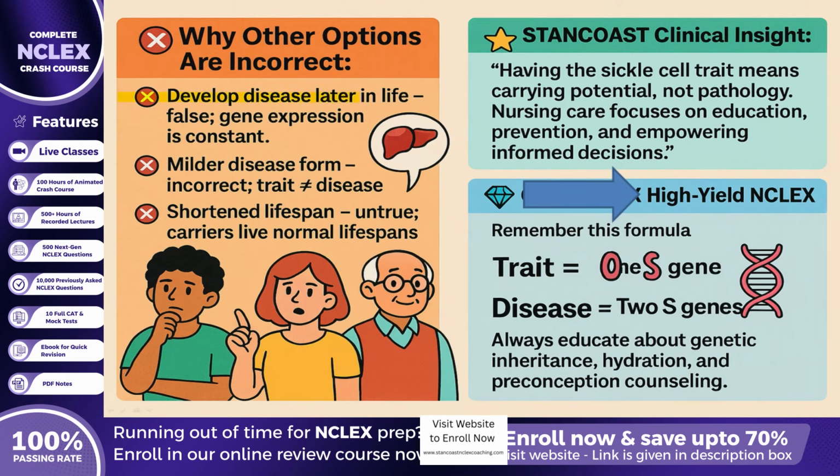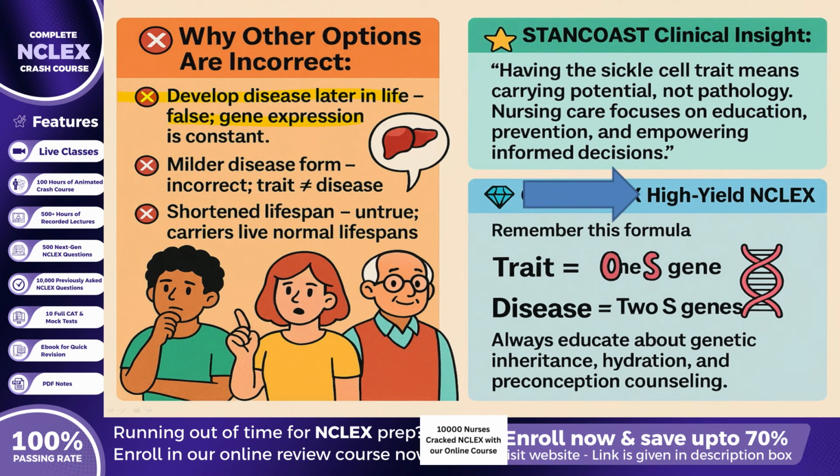Option 1 is inaccurate because individuals with the trait do not develop the disease later in life. Gene expression remains constant. Having one normal gene is enough to prevent the disease. Option 2 is misleading since the sickle cell trait does not represent a milder version of the disease. It only causes transient issues in extreme conditions, not chronic or recurrent crises. Option 4 is also incorrect, as those with the trait have a normal lifespan. Frequent crises and complications belong to people with the disease, not carriers.